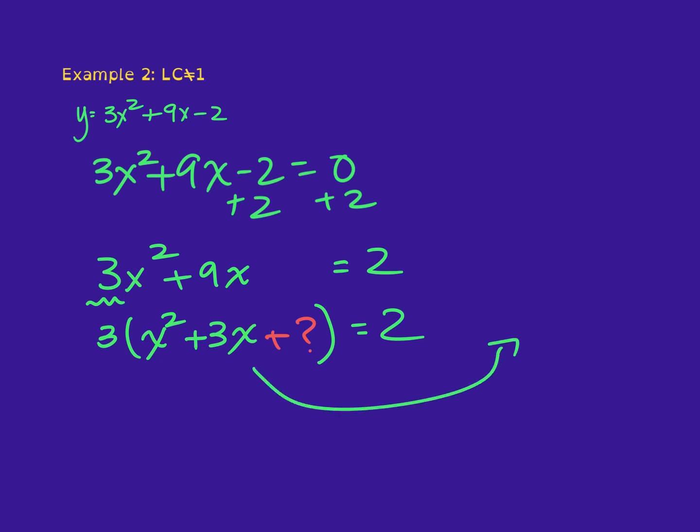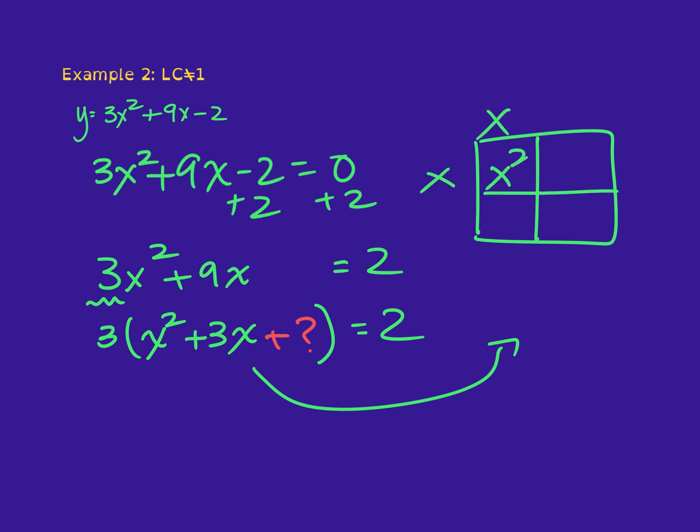So we're going to use the box on the side to complete the square. My x squared goes here, x and x. And now you see I have an example where I have to split my 3 in half. So it's 1.5 and 1.5, which gives me 1.5x and 1.5x. Remember, it has to be split in 2, because if you don't split it in 2, then you don't end up with a perfect square.